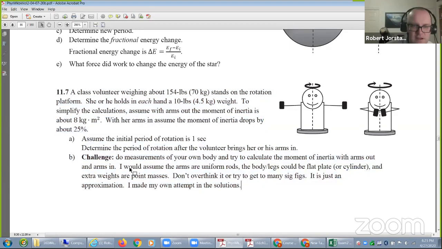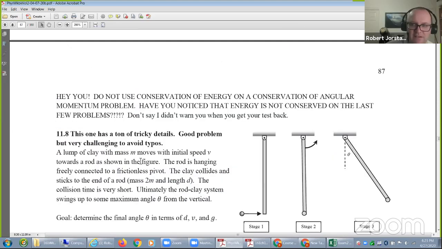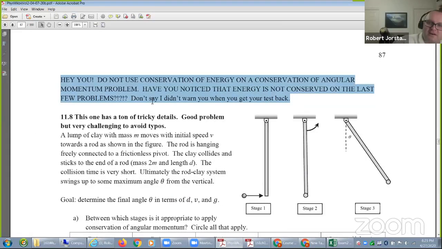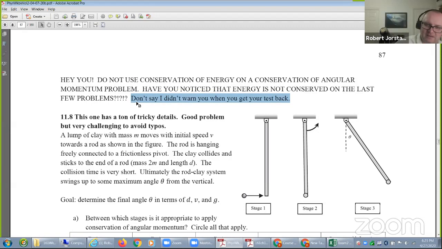Hey, this looks like something worth noting. The all caps. Yeah, I know it's shouting at people. I wanted to shout at you. Do not use conservation of energy on an angular momentum problem. If you do that on your next test, you get 0 points on that problem. Got it? If you use conservation of energy inappropriately on an angular momentum problem, you get a 0.